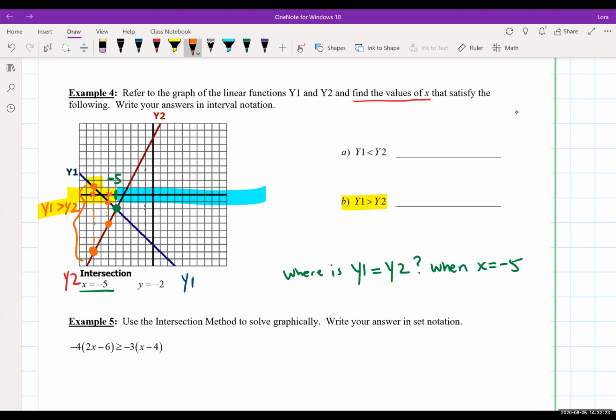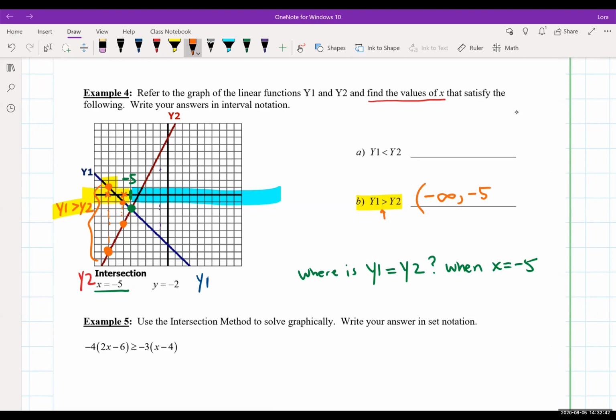If we're going to go through this, we're going to describe all the x values in the yellow region. So that's all the numbers to the left of the -5. So we're going to go from -infinity to -5. Infinity always has a parenthesis. And then just remember that this inequality symbol is just the greater than. So there's no equal to part. So that's why the -5 is going to have a parenthesis.